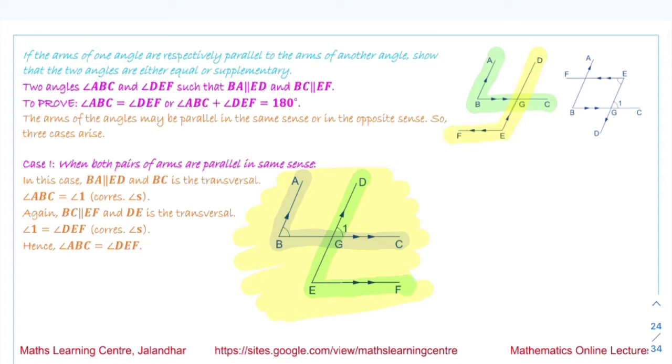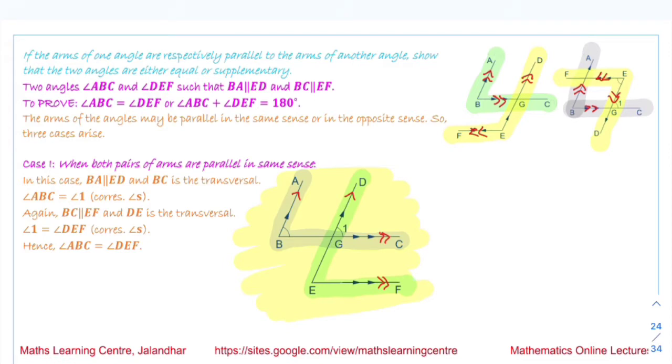Now what we see from this is that these sides are parallel, these two sides are parallel to each other. Similarly in this case, these sides are parallel to each other. Similarly in the third case, it is like this, that these two sides are parallel and these two sides are parallel. So we have to prove in all these three cases that either the two angles are equal or they are supplementary.